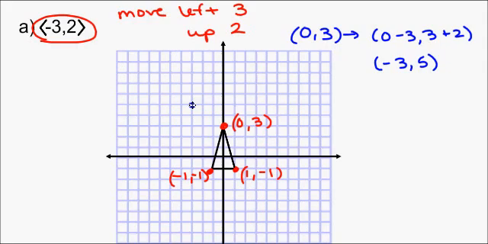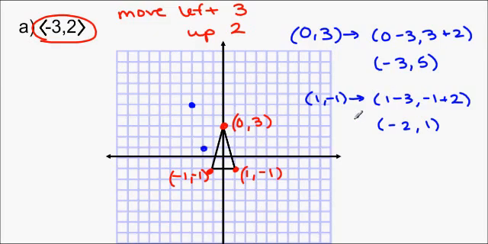Okay. Then we have 1, -1. We're subtracting 3 from the x, adding 2 to the y. So we get -2, 1. And -1, -1: -1 minus 3, -1 plus 2, get -4, 1. So 1, 2, 3, 4, 1.